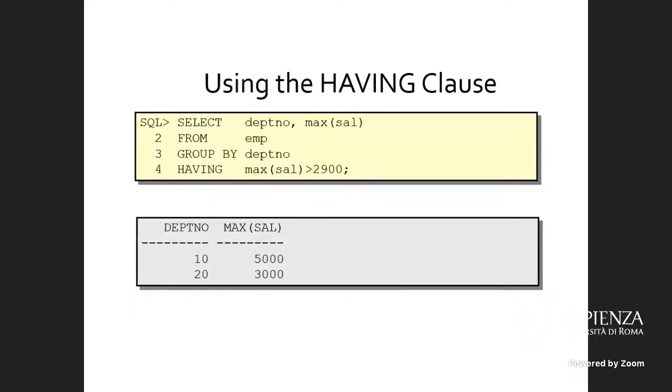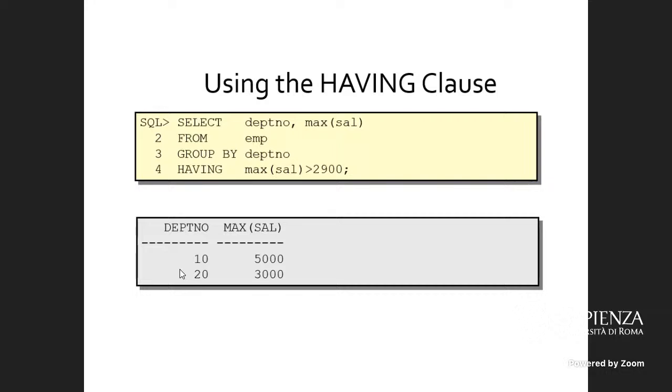Okay. So let's see this example. We are selecting department number and the maximum salary. Here we are using the maximum salary again in the having clause. And this is something we can't do in the where clause. We can't put this aggregate function or this group function in the where clause, but we can put it in the having clause.